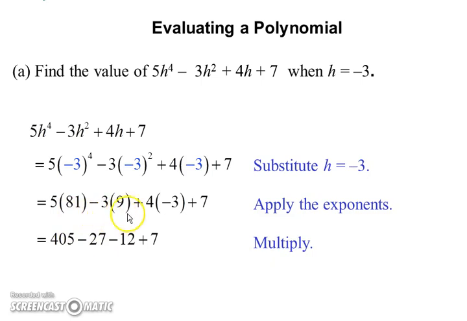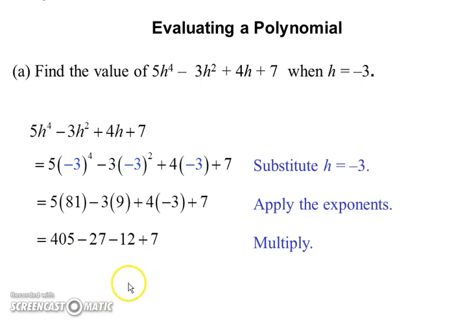Notice when we multiply terms with different signs, the answer is always negative. For example, 4 times negative 3. 4 is positive, 3 is negative. When we multiply them, they have different signs, so we get a negative 12. That might help you with remembering your sign rules.